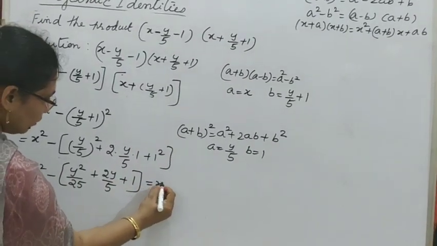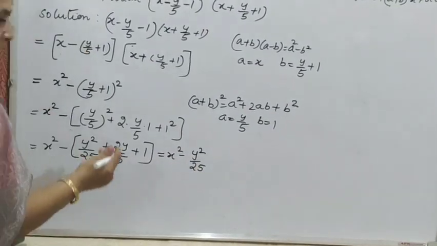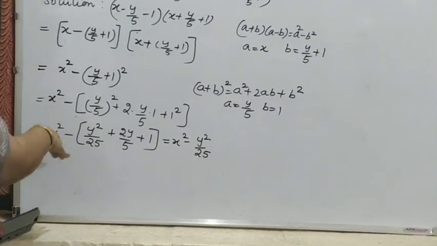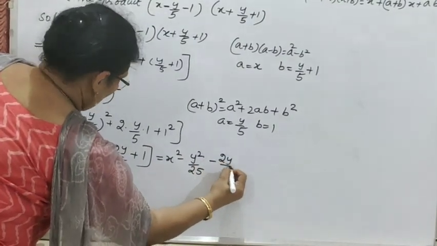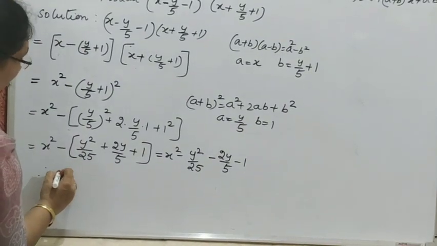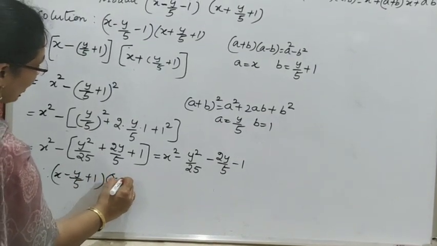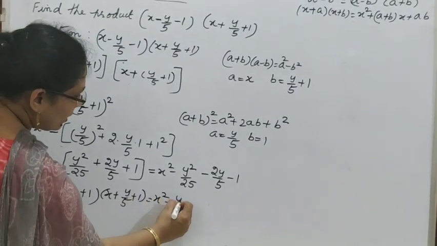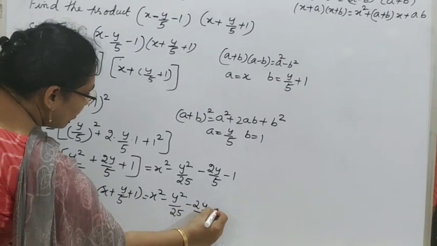So it is equal to x square minus y square by 25. Always some of the children will give the first term minus, and the second and third terms they will forget. We should expand the second term and third term with this minus also. So minus 2y by 5 minus 1. So we got the answer now. Therefore, the question (x minus y by 5 minus 1) into (x plus y by 5 plus 1) equals x square minus y square by 25 minus 2y by 5 minus 1.